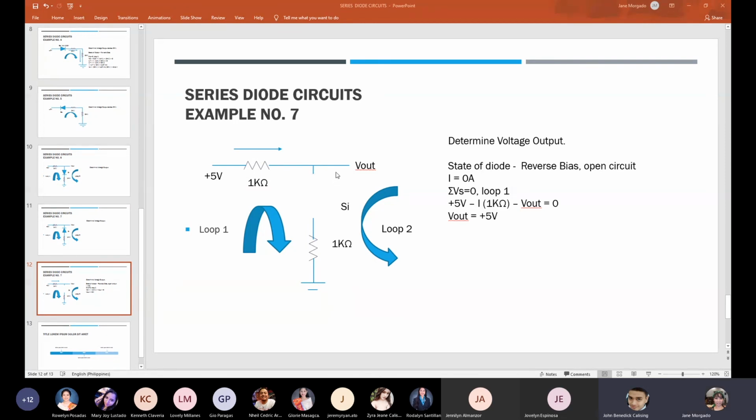Pag mag-experiment kayo, mapapatunayan niyo na meron yan. Magkakaroon yan ng measurement. Magtatap ka dito positive, tapos dito yung negative. Reverse bias yung diode, may measure ka dyan. Baka magulat kayo, bakit nagkaroon ng output? Reverse bias, di ba? It's because of that. Dahil reverse bias siya, walang current flow, but then you have a voltage, which is equal to the supply. And hindi nabawasan yung supply mo.